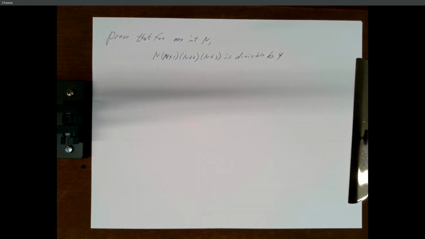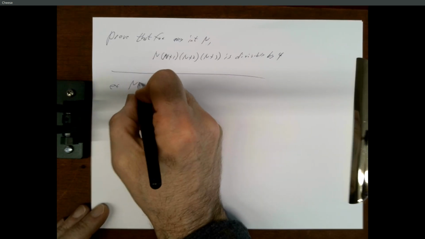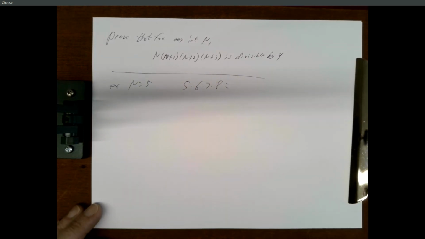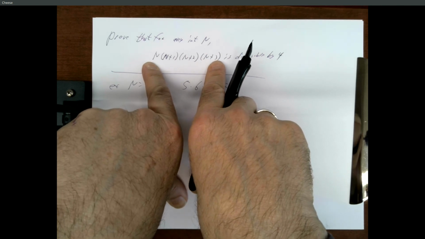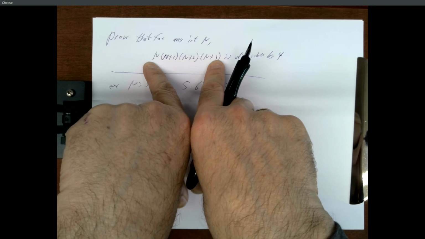So prove that for any integer n, n times n plus 1 times n plus 2 times n plus 3 is divisible by 4. Okay, so for example, n equals 5. 5 times 6 times 7 times 8 is whatever that turns out to be. That'll be divisible by 4. And we can multiply this out and get a 4th degree polynomial and probably factor a 4 out of it. But we can show this more easily by using modulos.